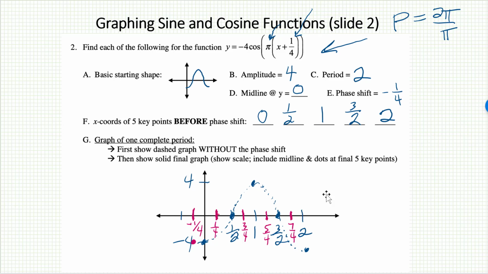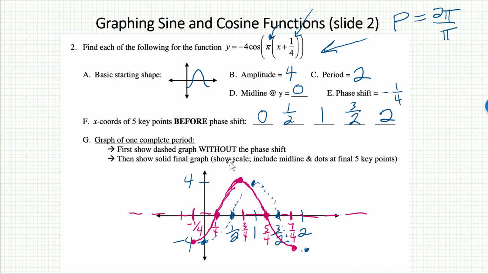The second dot is on the midline. It'll be here. The third dot will be at 3/4, 4. The fourth dot here at 5/4. The last dot here at 7/4. And now I'll connect this with a solid graph. This is my final graph. I think the only thing missing is the midline, which I will also draw in dashed. And I've got my final picture.